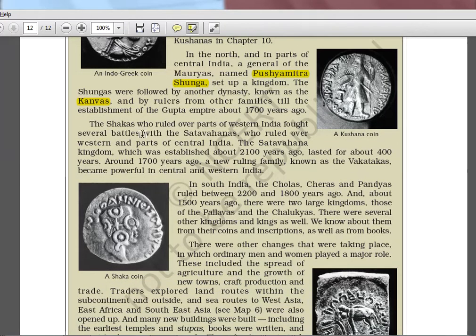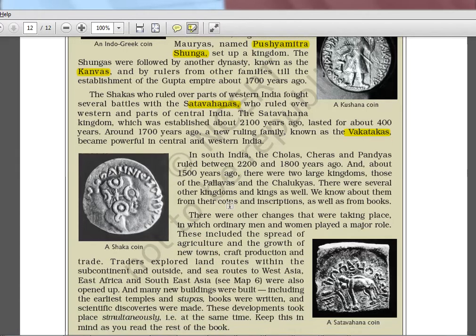Sunga was there parallelly. Then the Shakas, who ruled over parts of western India, fought several battles with the Satavahanas. So there's another parallel dynasty called the Satavahanas. The important ruler is, I think, Gautami Putra Satkarni. We'll see that in subsequent classes. He's a very important ruler. And so again, western parts and central India. The Satavahana kingdom, which was established around 2100 years ago, lasted for about 400 years. Not important. Then another dynasty is the Vakatakas. So I'm just trying to familiarize you with all these names, because we have to study this in class 10, 11, 12 and all, which are very important for prelims also.